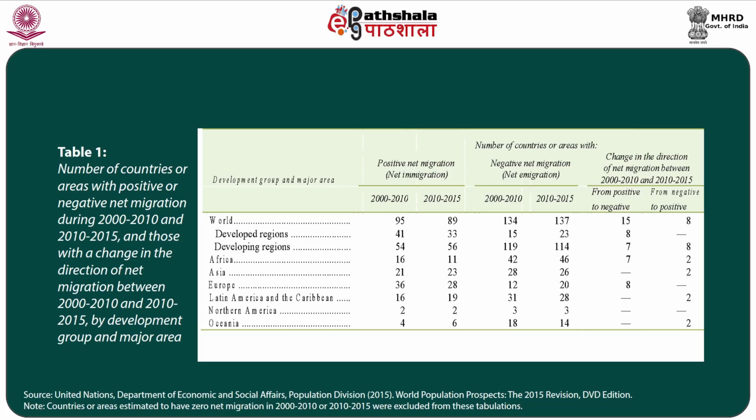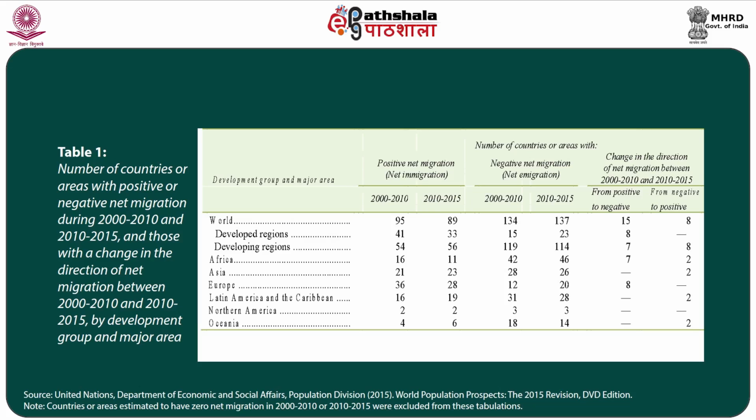The next column talks about the number of countries with negative net migration. Across the world, 134 countries were having negative net migration during 2000 to 2010, and the figure was 137 during the period 2010 to 2015.